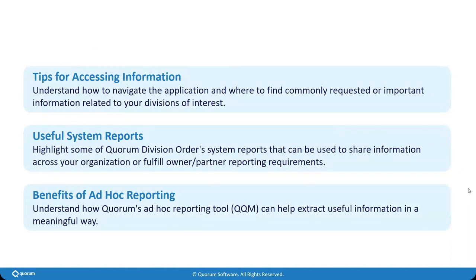So accessing information for commonly requested data. We want to show you some useful system reports where you can pull useful information that you can provide across your organization or to individual owners or partners to fulfill those reporting requirements. And then at the end, like I mentioned, we want to show you some benefits of ad hoc reporting, understanding how ad hoc reporting can be a really useful tool to get the information out of the system in a meaningful way.